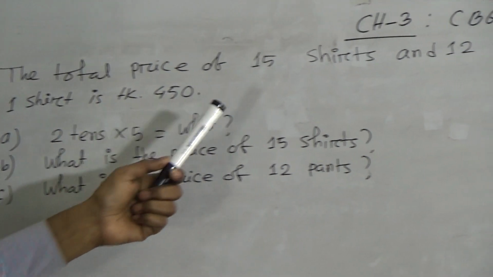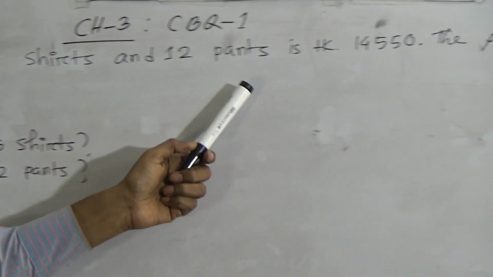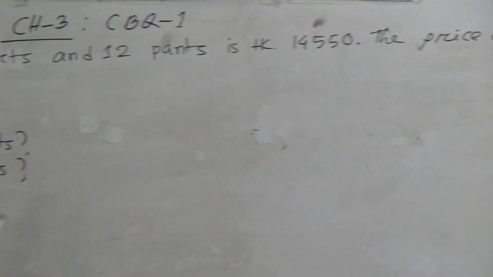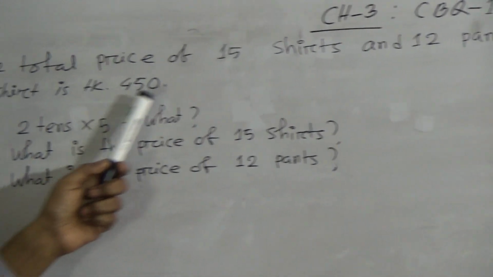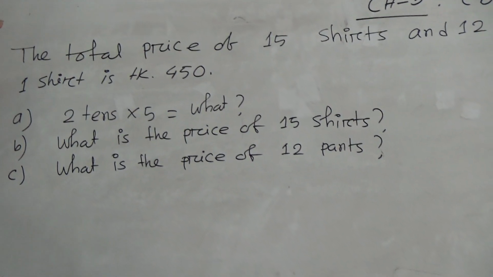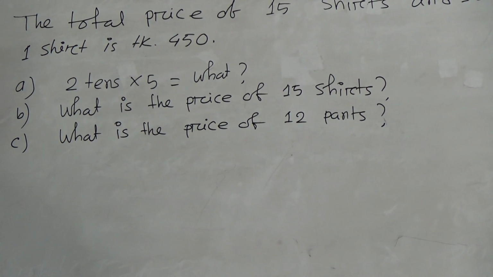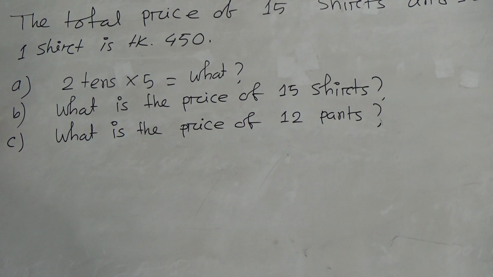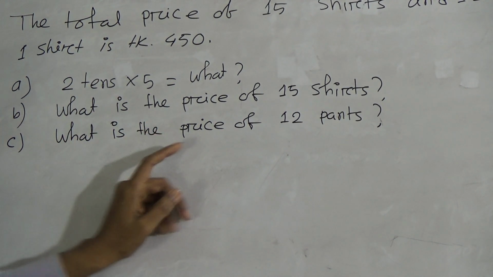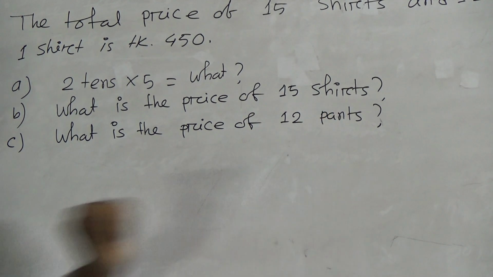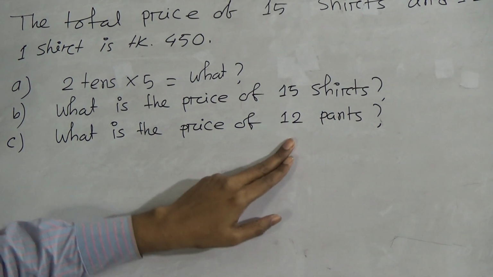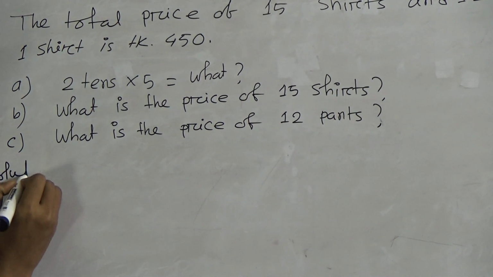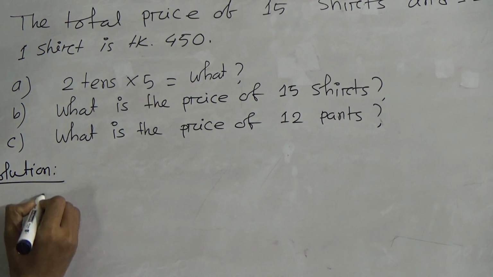The total price of 15 shirts and 12 pants is 14,550 taka. The price of one shirt is 450 taka. Student, this is the stamp. Now the questions. A: 2 tens into 5 equal to what? B: what is the price of 15 shirts? C: what is the price of 12 pants? Okay student, at first I will solve question A.